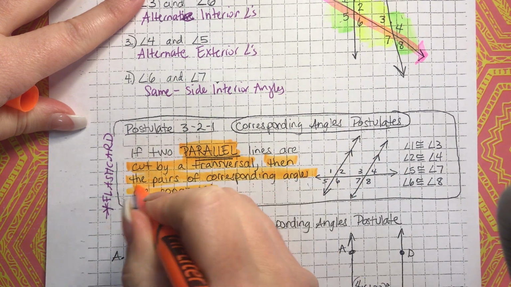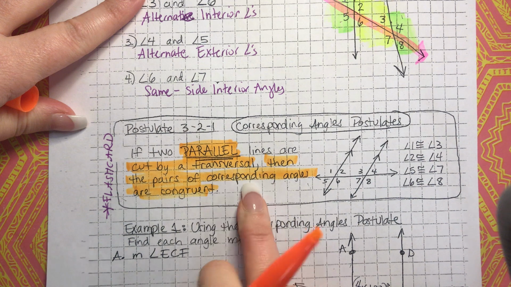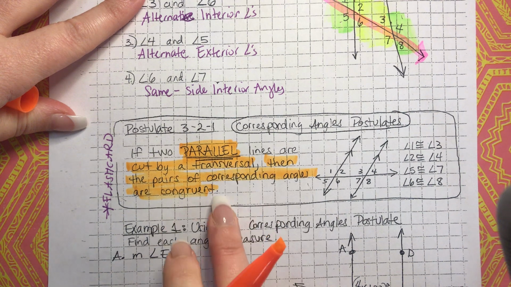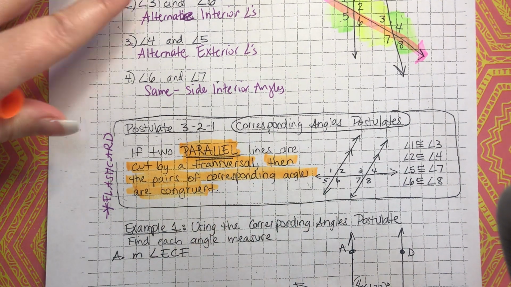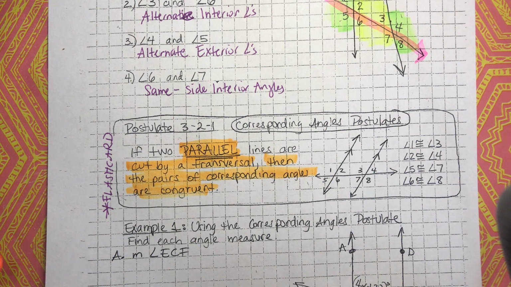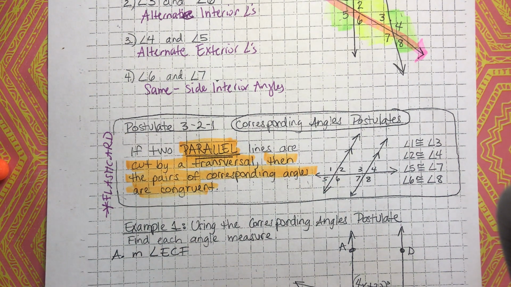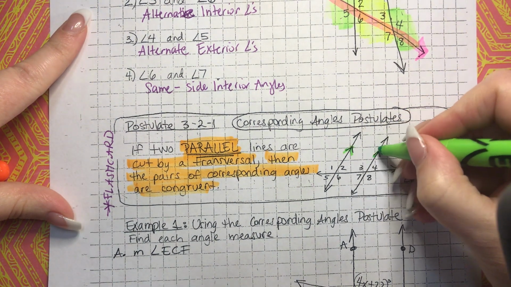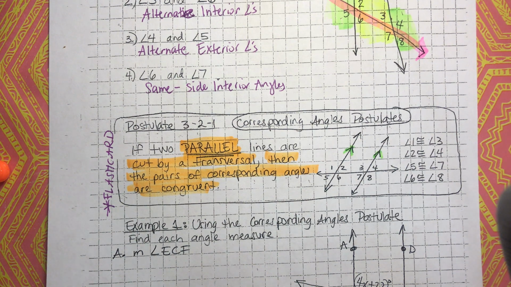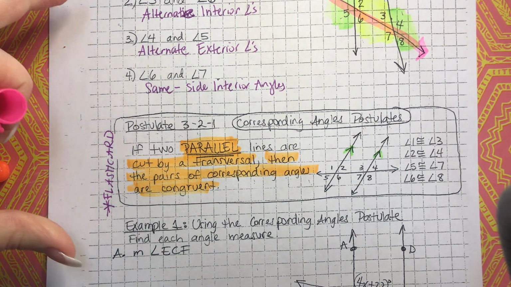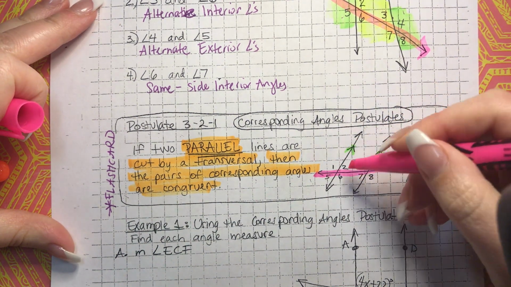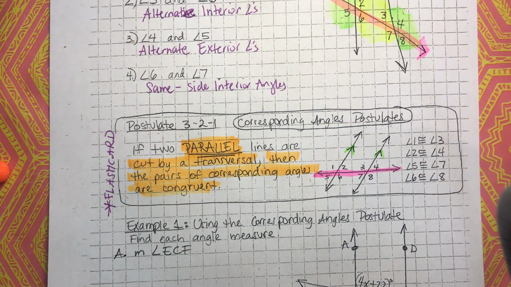So this is where it becomes really important that you're able to identify a transversal, and you're also able to figure out what corresponding angles are, because if they're parallel and they're cut by a transversal, all the corresponding angles are the same. So let's look at this diagram. First off, do we have parallel lines? The answer is yes. These little marks right here show that these two lines are parallel. Then do we have a transversal? Is there a line that intersects two lines? Yes, that would be this line right here. So we have parallel lines and a transversal. That means all of the corresponding angles are congruent to each other.